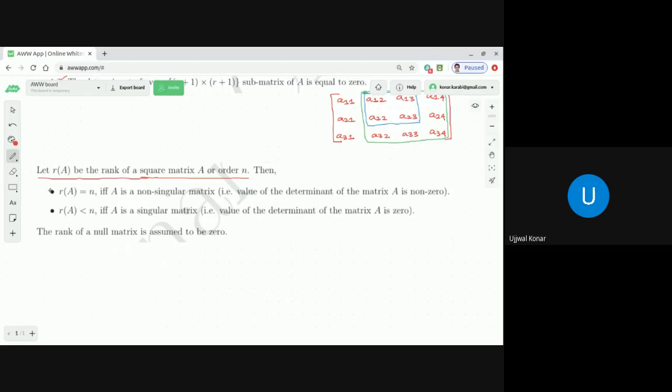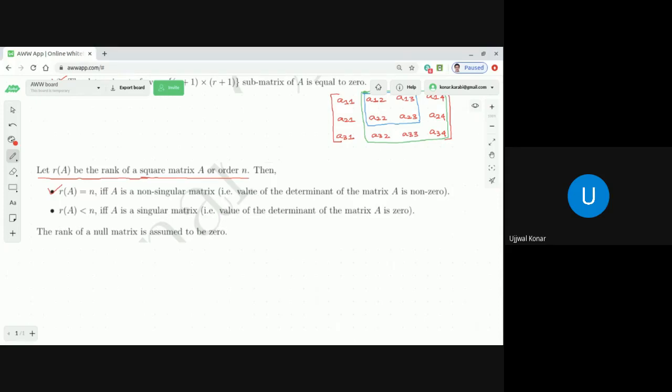Then we can say that RA is equal to n if A is a non-singular matrix, that means the value of the determinant of the matrix A is non-zero. For example, if a 3x3 matrix is given to you, and why do I talk about 3x3? Because that is the most common order of matrix that comes in examinations generally. If the value of the determinant of this 3x3 matrix is not equal to zero, then you can say the rank of that matrix is 3.